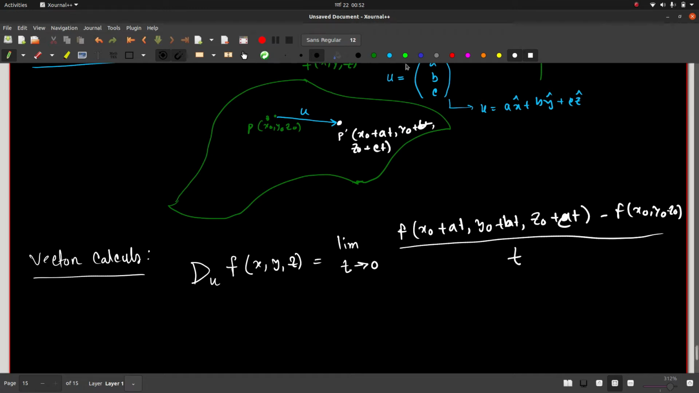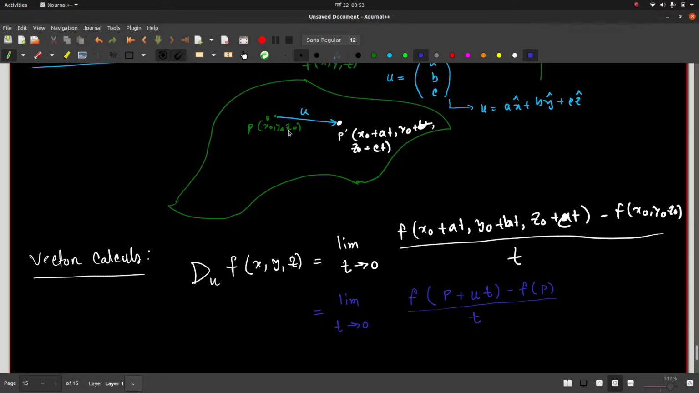And this can be written in a more compact form using the vector notations, and that compact form is nothing but limit t goes to 0. This is just f of p plus u t. Note that p itself contains 3 arguments, or so to say a vector as well on that point. You can think of it both ways. Minus f of p divided by t. If this limit exists, then the value of this limit evaluated at point x0, y0, z0, which corresponds to t equals to 0, would be the directional derivative.